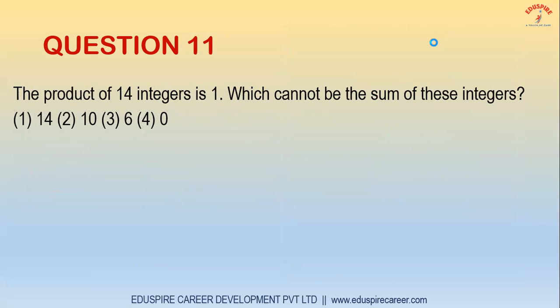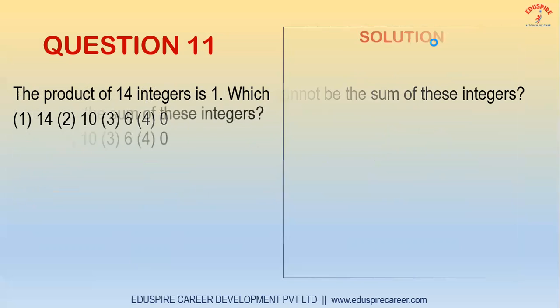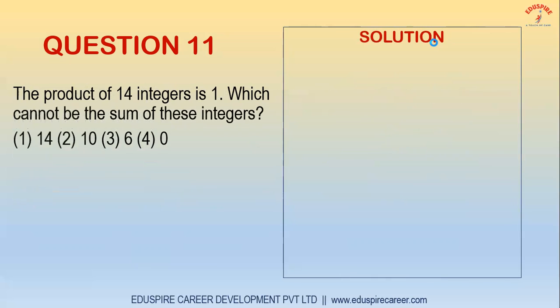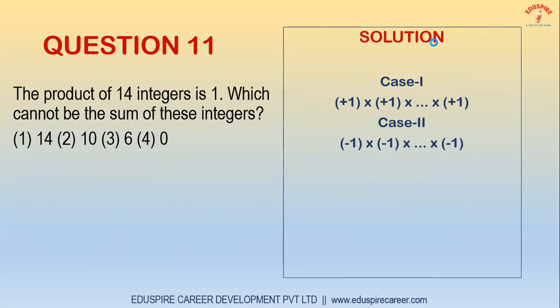Another interesting question. So they have said the product of 14 integers is 1. So let's understand what could be the cases over here. So we can look at one case where all the numbers are plus ones. Definitely the product will be an integer and the product will be 1 definitely. If I look at case 2, what we can have is all the values are minus 1. Definitely the product of 14 minus 1s will be plus 1 only.